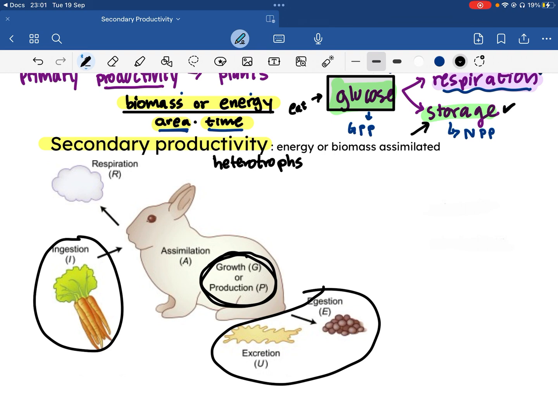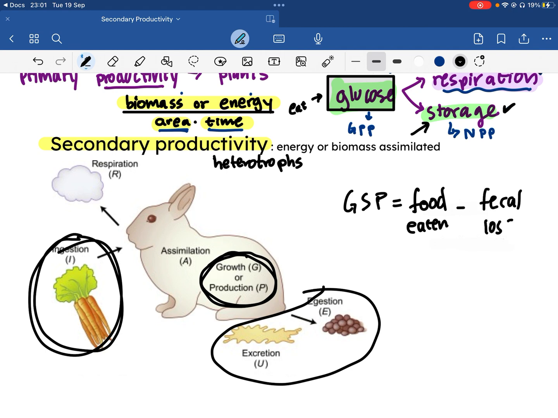So with secondary productivity, we have the food we eat, it goes inside of us, and some of it comes out as waste. And so looking at gross secondary productivity, excuse me, we have food eaten minus fecal loss. So everything that actually stays inside our body.